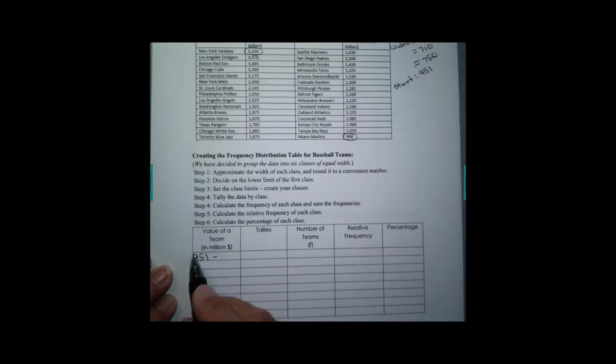But the easiest way to do that is to say 951 plus 750 to get the next lower limit. So when I say 951 plus 750, I come up with 1701. And then I add 750 again, and I come up with 2451. I add 750 to the next one, and I have 3201. And then keep on. 750 plus 750 gives me 3951. And plus 750 for the last one is going to give me 4701.